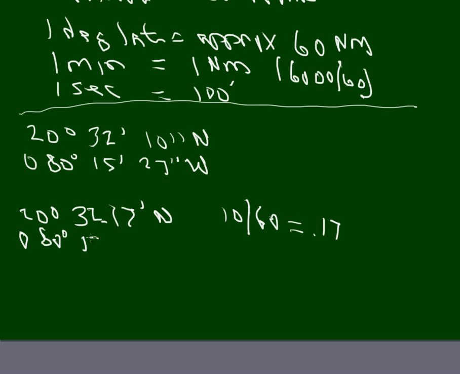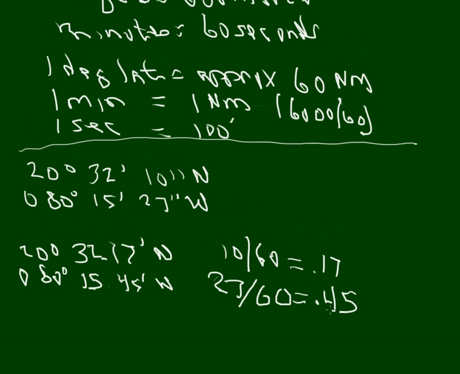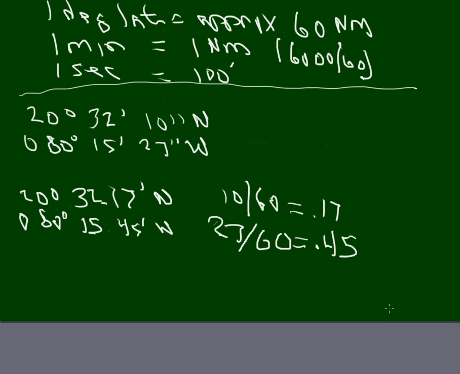And 080 degrees 15 minutes and 27 seconds west can also equal 080 degrees 15.45 minutes west, and I got that because 27 divided by 60 is 0.45 of a minute.